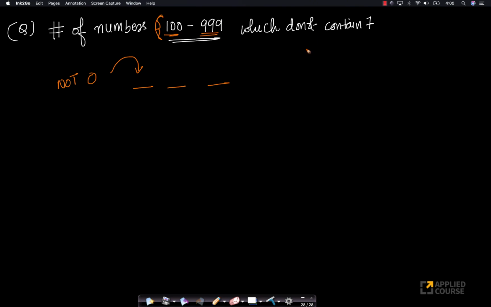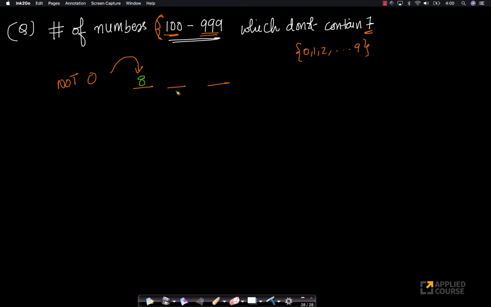Now what all digits do I have? 0, 1, 2 up to 9, right? Now there are 10 digits here, but the first one cannot be a 0. It cannot also be 7, right? So how many options do I have here? It cannot be 0, because the moment it is 0, it becomes a 2-digit number. And we are asking the number of numbers between 100 and 999 which do not contain 7. So how many possibilities are here? Here there are only 8 possibilities.